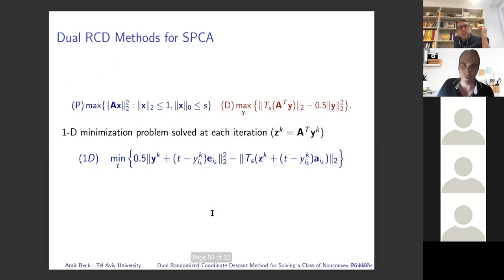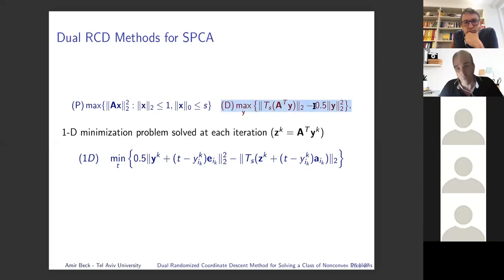Now, what is interesting, and maybe gives you some thought for the future, is what happens with the sparse PCA problem, because then the 1D minimization problems are not that easy. So let's look at the sparse PCA problem. This was the primal problem. The dual was this one. I remind you that T_s is the hard thresholding operator. We perform this 1D minimization problem, but if you think that T_s is the hard thresholding operator, it's not that simple. It has a lot of branches, this 1D minimization problem.